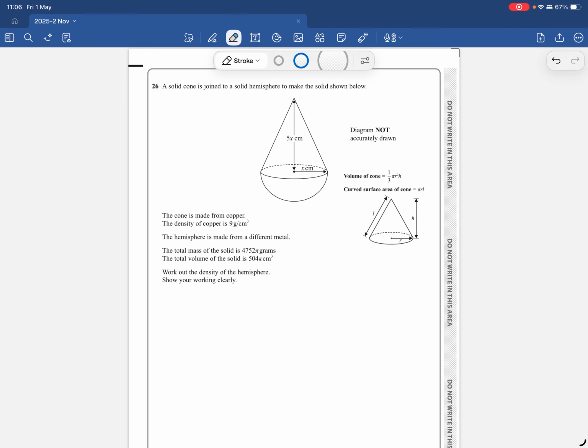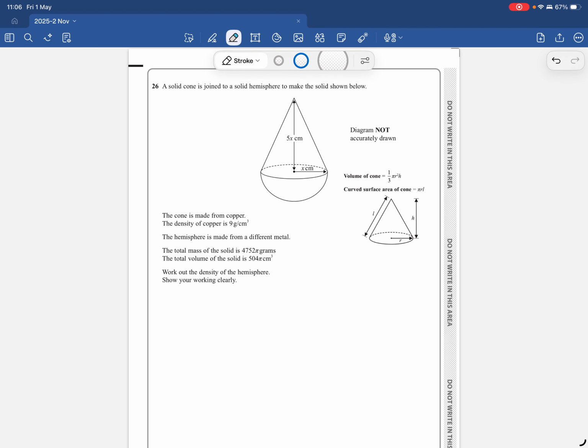Okay, so we've got this sort of upside down ice cream thing here. The cone's made of copper. The hemisphere is made of something else. And we're given some information about the density of copper, and we're told the total mass and the total volume of the entire solid. And we need to work out the density of the hemisphere.